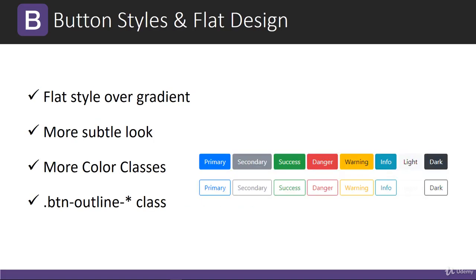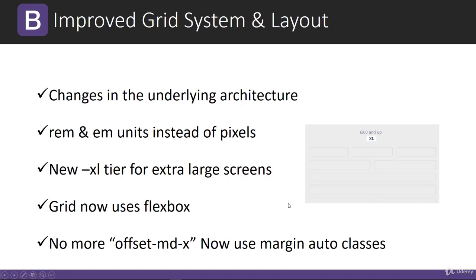So there's also been some changes to the look and feel of Bootstrap 4. If you look at the buttons, they have a flatter style over the slight gradient that version 3 used. There's also more color classes. Now the light and the dark class that you see at the end here, these were actually added in version 4 beta. These were not available in Alpha 6. Alright, just to let you know that. We also have the new outline classes where we basically have a transparent background and then we have the base color for the border and the text.